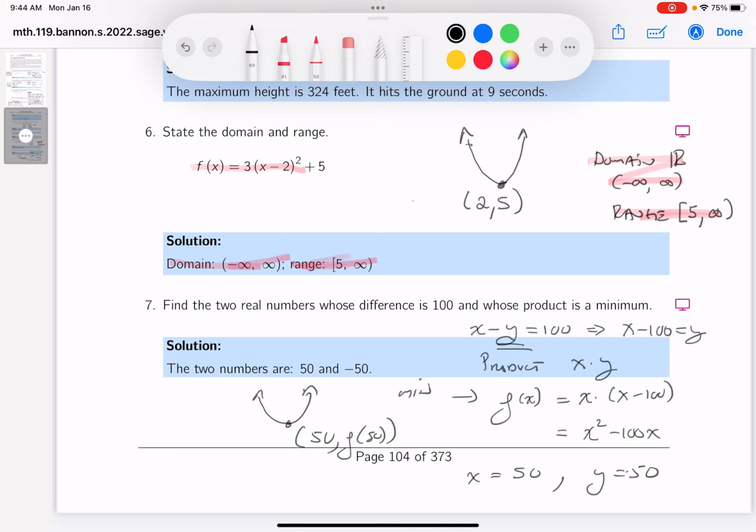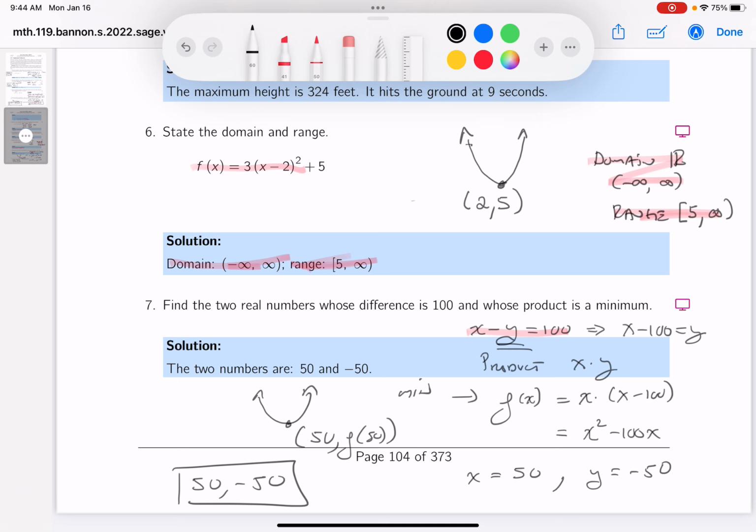I get my eraser. Again, let me point this out again. These are the two numbers. If x is 50, the y would have to be minus 50. I'm going to write that over here. Y is minus 50. And 50 minus minus 50 is 100. So what do you get over here? The two numbers are 50 and minus 50.